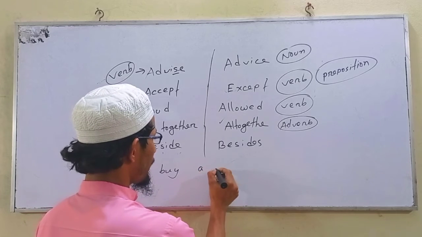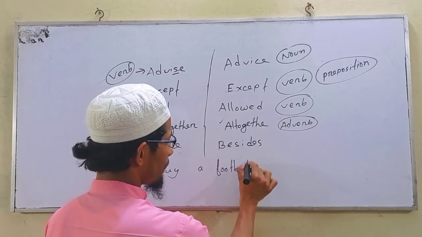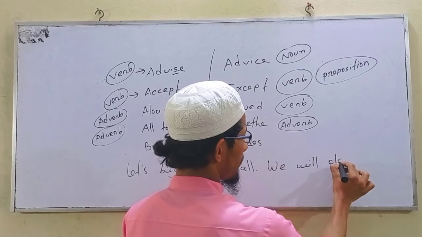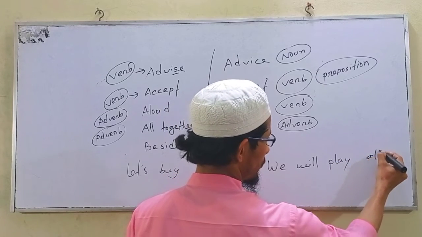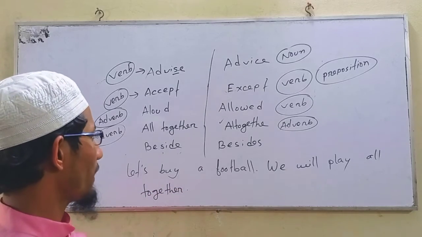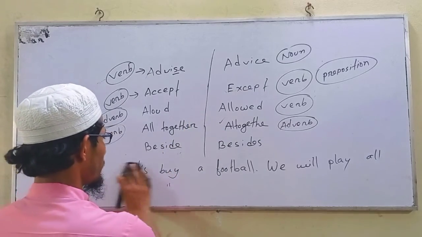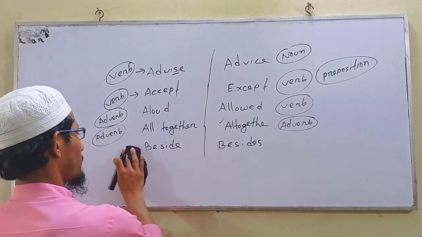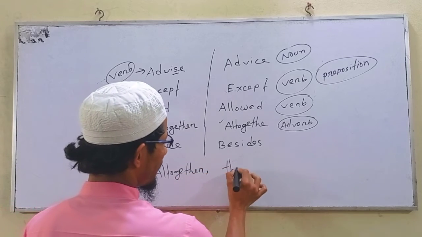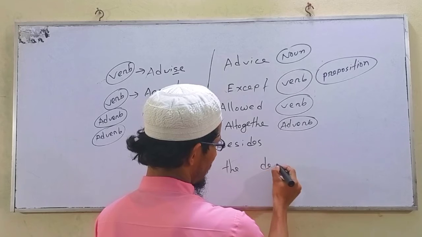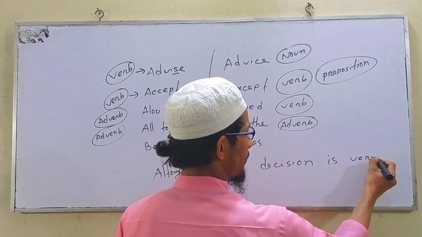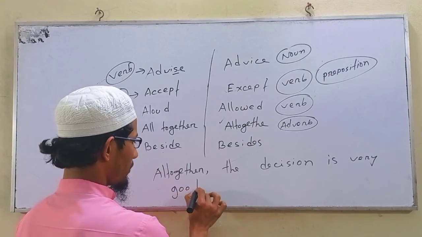let's buy a football. We will play all together. We will play all together. On the other hand, altogether means completely. Altogether, the decision is very good. Very good.